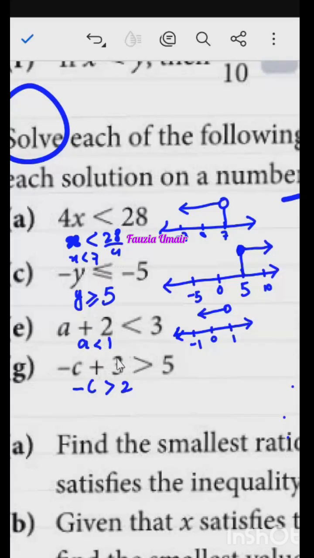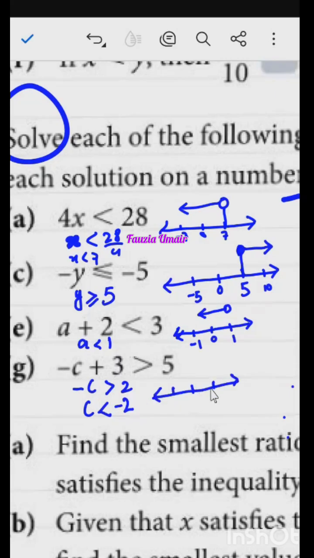Where is -2 from? See, minus c is bigger than 2, and because this minus will go on the other side, it will be c is less than -2. Why less than? Because the variable is having a negative sign, so we need to reverse the inequality. Is it making sense, bache?